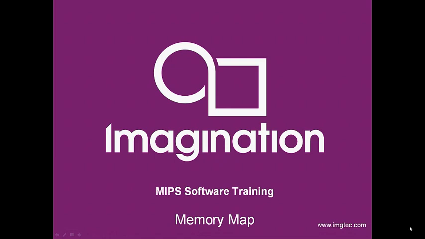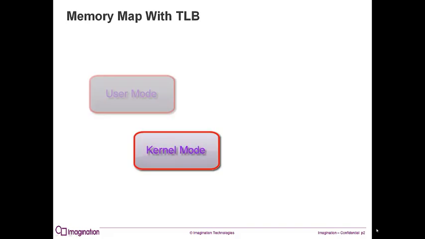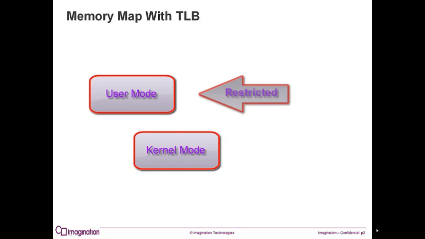This is the memory map section of the MIPS software training course. The MIPS Privileged Resource Architecture divides the memory map into segments that can be accessed in two basic modes, kernel mode and user mode. The idea is to separate memory so the OS and its resources are protected from user programs. In kernel mode, all addresses are available.